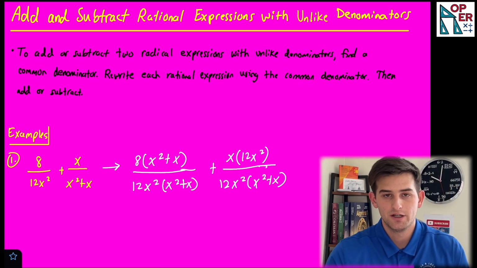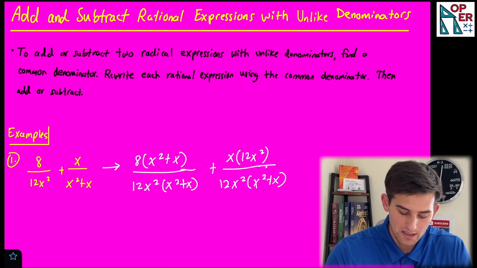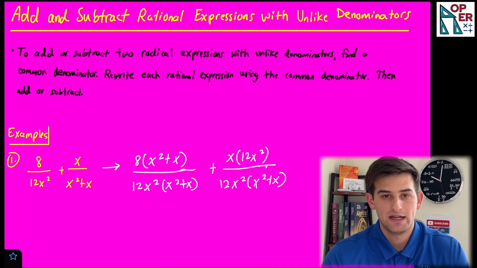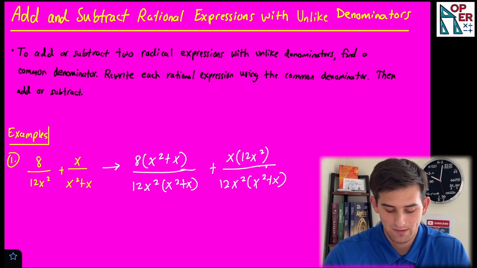All right, so now what we have done is we have created a common denominator. So we need to just simplify what's on the top, break it down a couple steps, then we can just write what we have in the numerator over the same denominator.